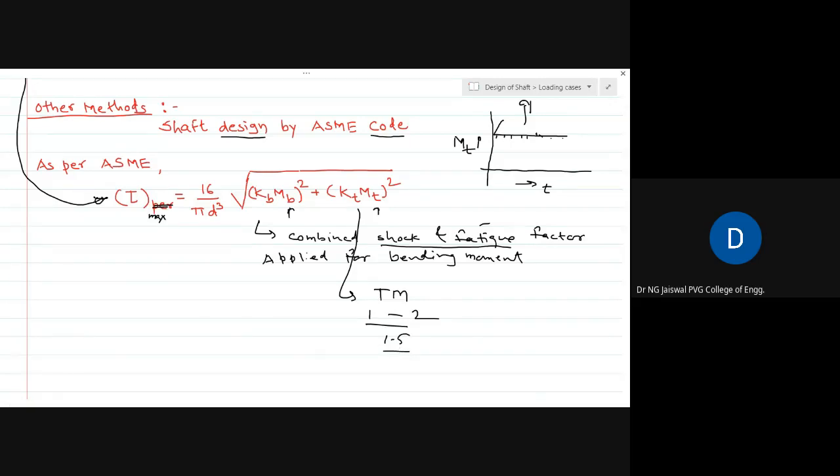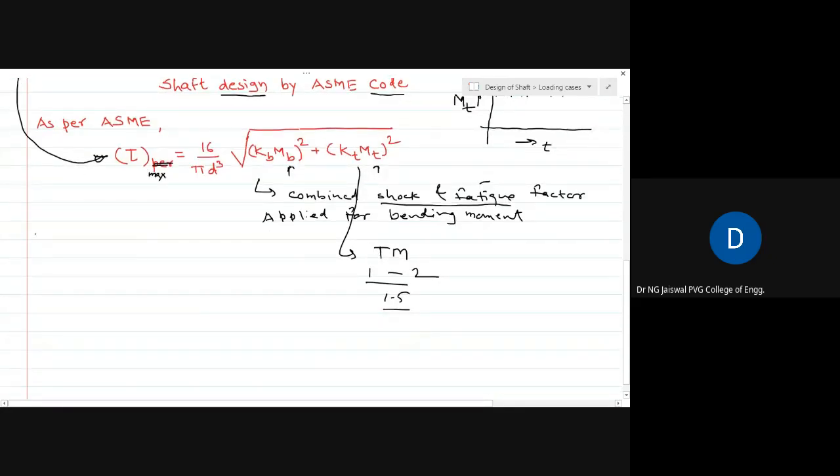Okay. So what we are discussing is the shaft design by ASME code. As per ASME, tau max is equal to 16 upon pi d cube under root of (KB MB) whole square plus (KT MT) whole square, where MB is the maximum bending moment occurring at any section, MT is the torsional moment, KB is the combined shock and fatigue factor applied for bending moment, and KT is the combined shock and fatigue factor applied for torsional moment. By this way, you get the tau max.